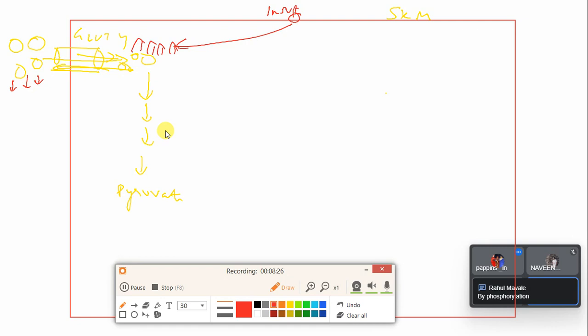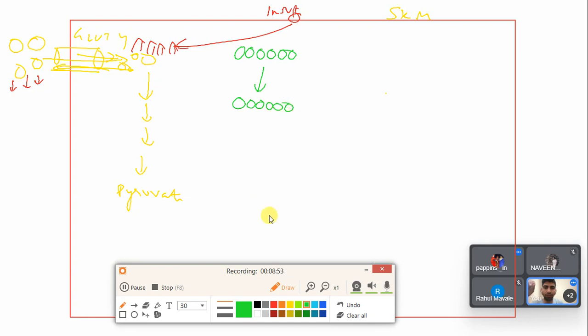By phosphorylation, yeah. That's how it happens. Once the glucose comes in, I'll write it here. Glucose is a six carbon molecule, right? Now when glucose comes in, it is trapped inside the cell by phosphorylation. So basically, the glucose is getting phosphorylated.